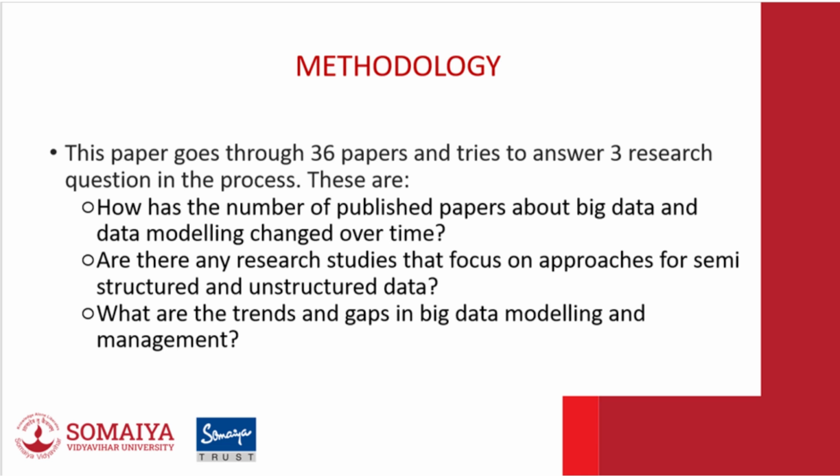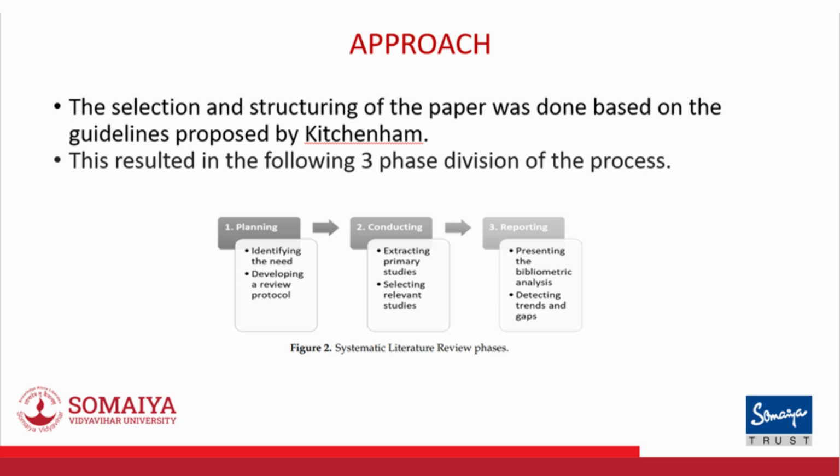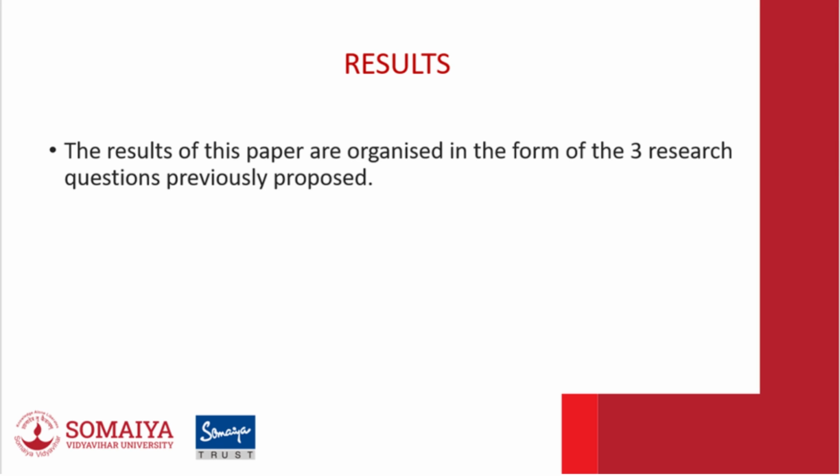In this section of the paper, the following three research questions were proposed. Number 1. How has the number of published papers about big data and data modeling changed over time? Number 2. What are the trends in database modeling and big data? Number 3. What are the gaps in data modeling and management? In order to answer these questions, the following approach was taken, as can be seen through this flowchart on the screen. As a result of the studies conducted, the stated questions were answered as follows.